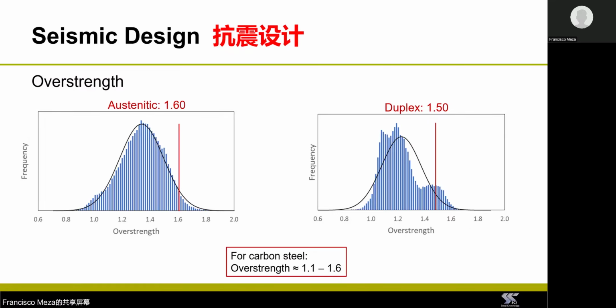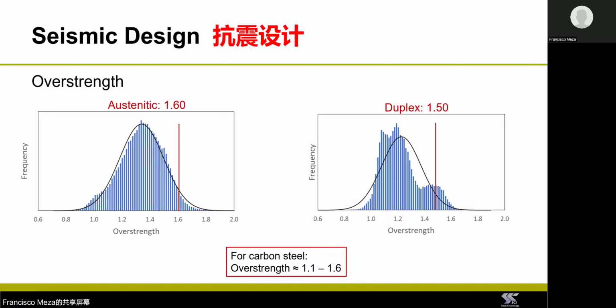Another important thing to consider when doing capacity-based design is the overstrength of the steel. This is basically the difference between the nominal strength of the steel you use in design and the actual strength of the steel. The ratio between the actual yield strength of the steel and the nominal value is known as the overstrength factor. And for stainless steel, this is not going to be the same as for carbon steel.